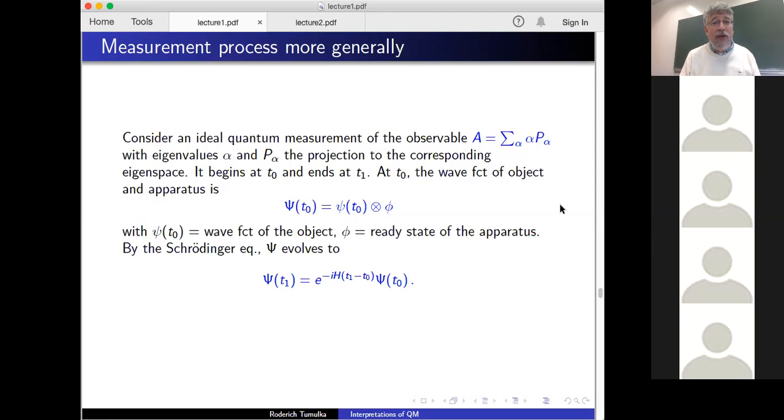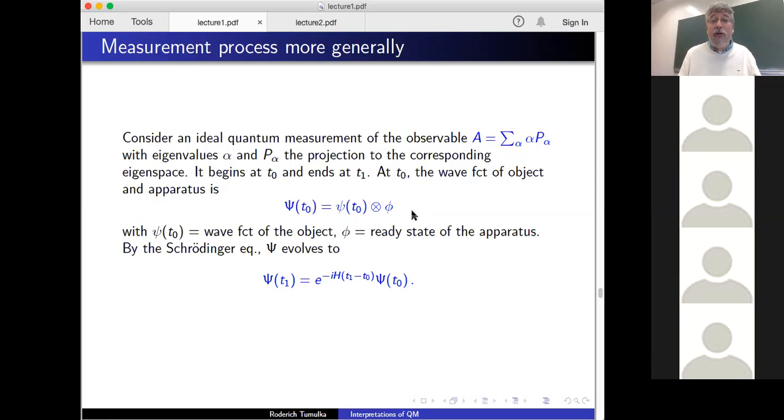At t0, the wave function of object and apparatus together is this product. Okay, it's disentangled, a tensor product, which means it's the lowercase psi. The lowercase psi now at this point does not mean the conditional wave function. It means the wave function of the object that we put into this measurement process. And what's the lowercase phi? That's the ready state of the apparatus, the wave function of the apparatus at the initial time of the measurement experiment. Okay, so now this is the full wave function.